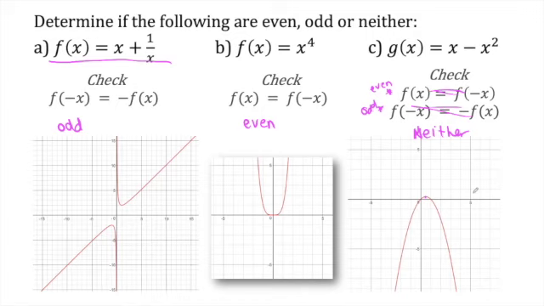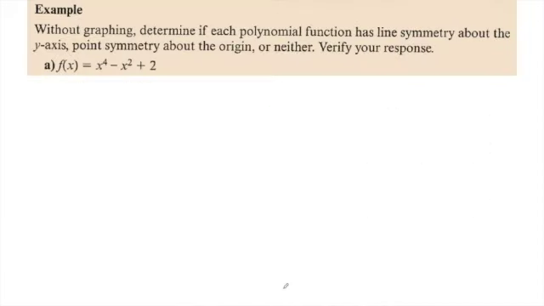Okay, again, this might look a little confusing with the graph, so what I'm going to show you is the algebra way, which is much nicer and makes a little bit more sense. Okay, so I would copy out this example, and it wants you to do it without graphing. We're going to determine if each polynomial function has line symmetry about the y-axis, point symmetry about the origin, or neither. So if it's odd or even. Okay.